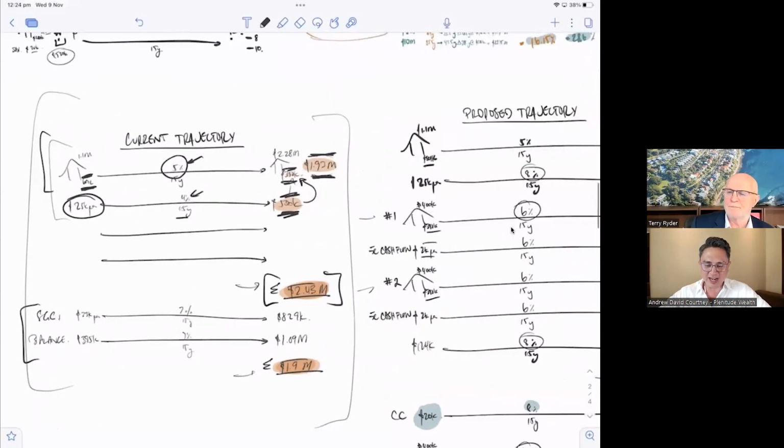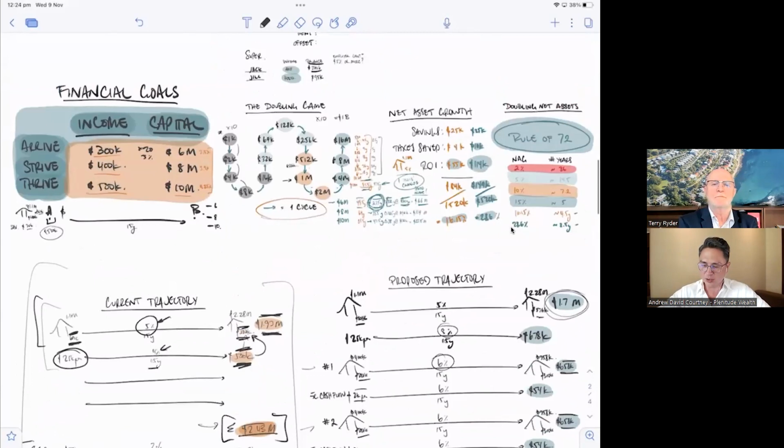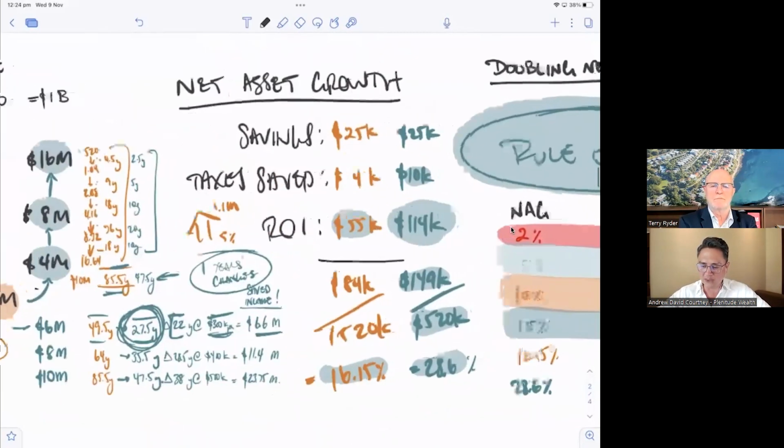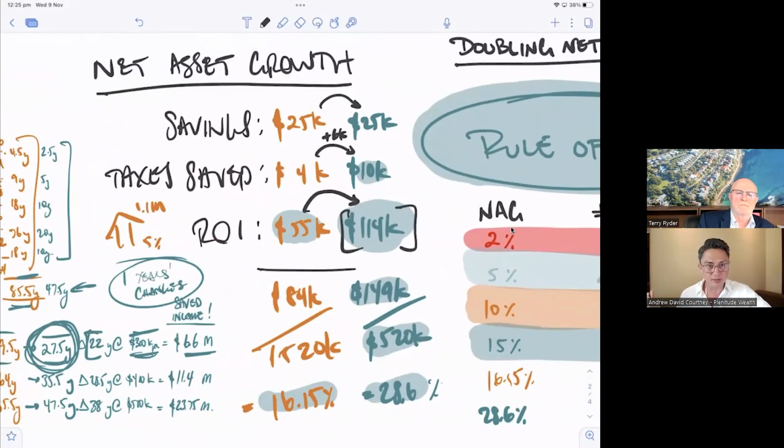So what we did for Jack and Jill, right? Essentially, we came up with a strategy to look at their doubling game and optimize for a better outcome. We looked at a $6,000 increase in taxes saved. We kept the savings at 25K, and then we increased their return on investment from 55 grand to $114,000.